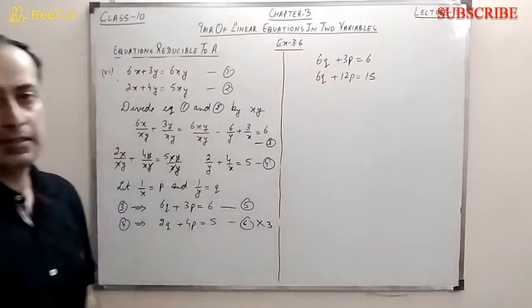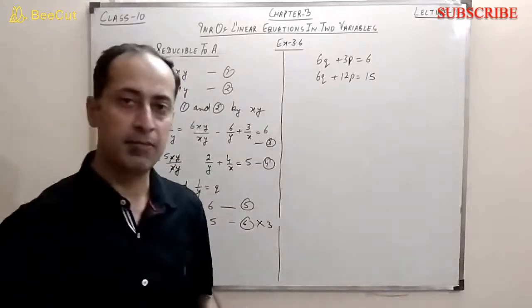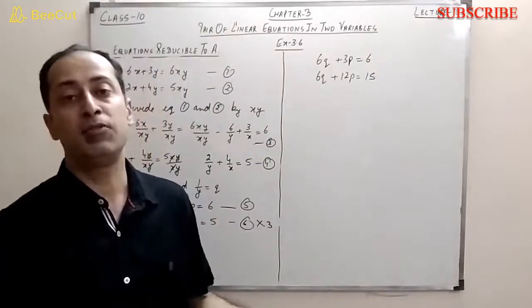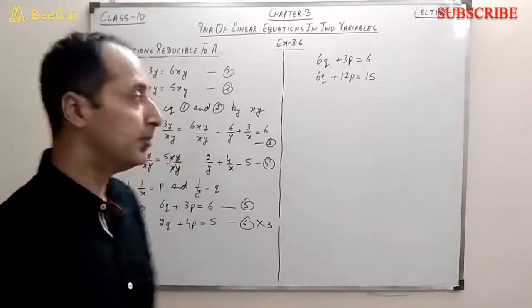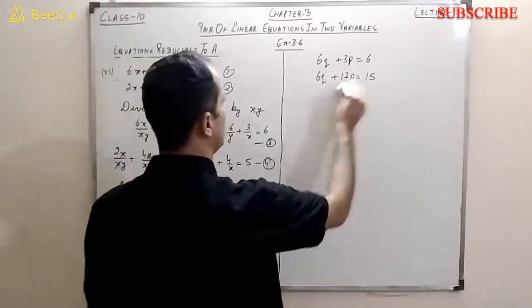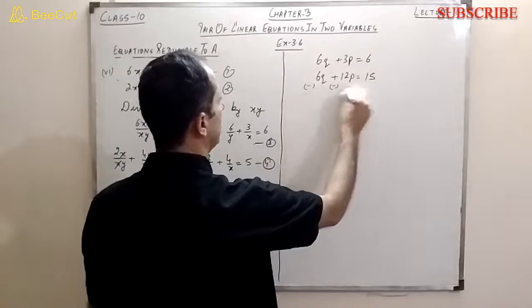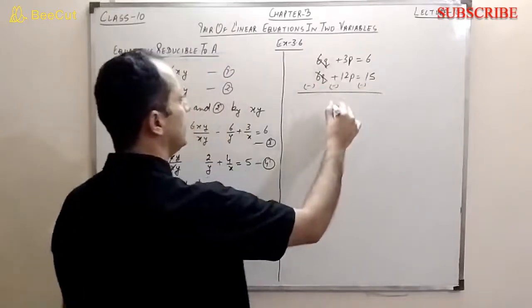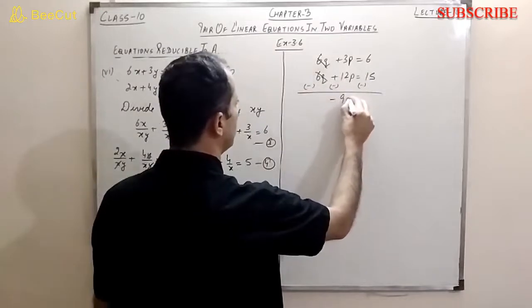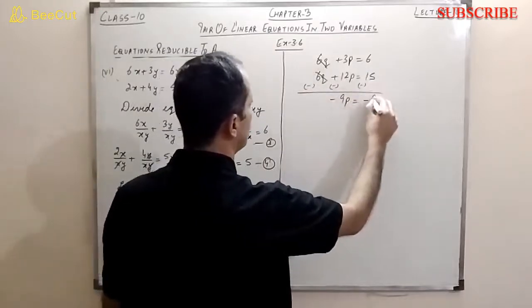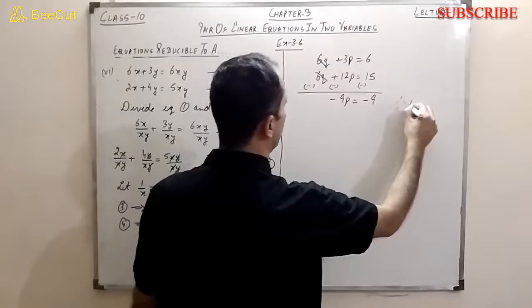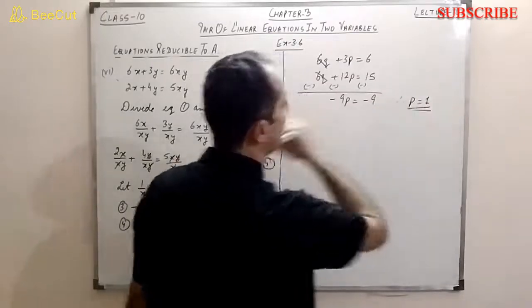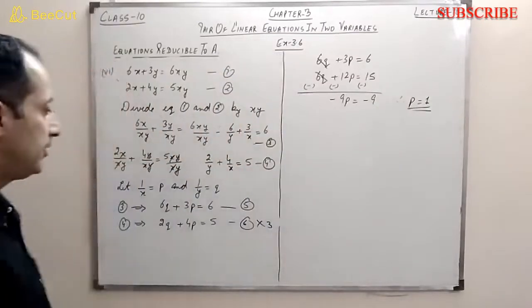Now in this case, since the signs are the same, I will have to subtract. If the signs were different, I would add them. So now I subtract these two equations, changing the signs. The 6q cancels. What I have here is minus 9p equals minus 9. The negative sign cancels and p is 1. Right? So this is the value of p.